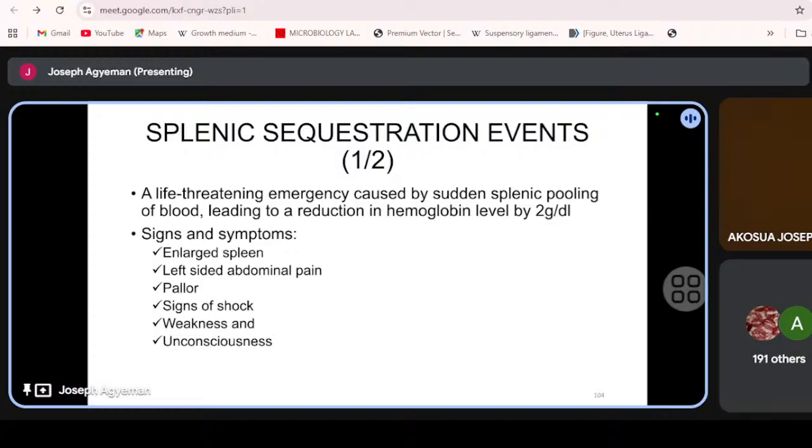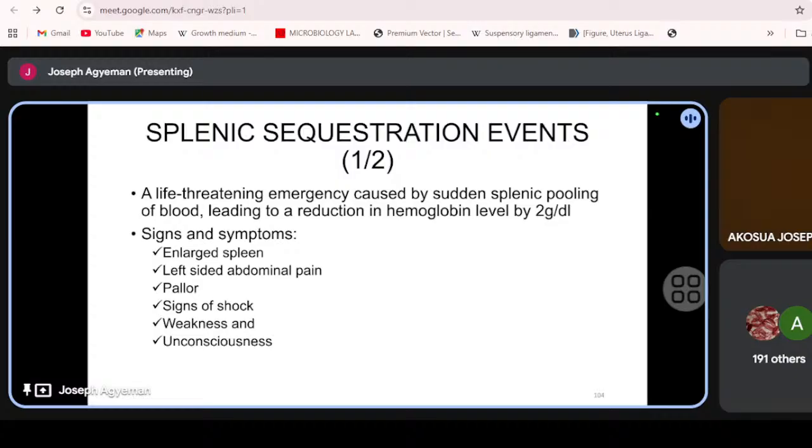As I said, the pooling of blood within the spleen can cause hypovolemic shock. And what do you do? If it is blood that is causing it, then you need to replace the blood. Before you get blood, you can throw in your crystalloids or your colloids to resuscitate the patient before you are able to secure your blood. Else, the hypovolemic shock can cause damage.